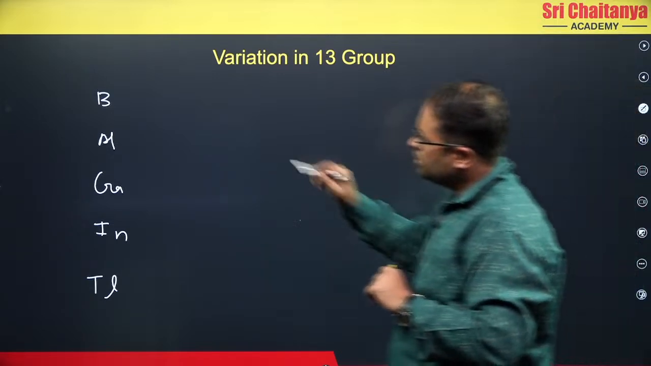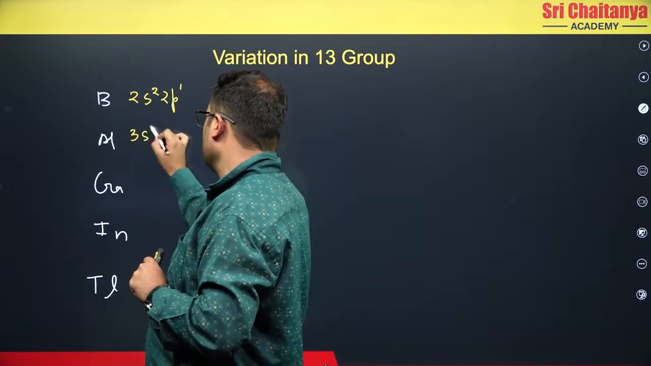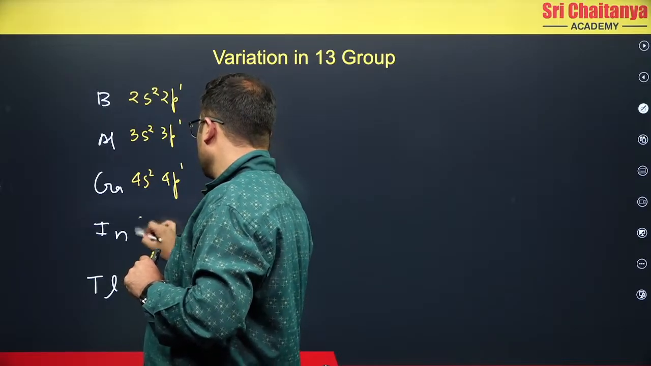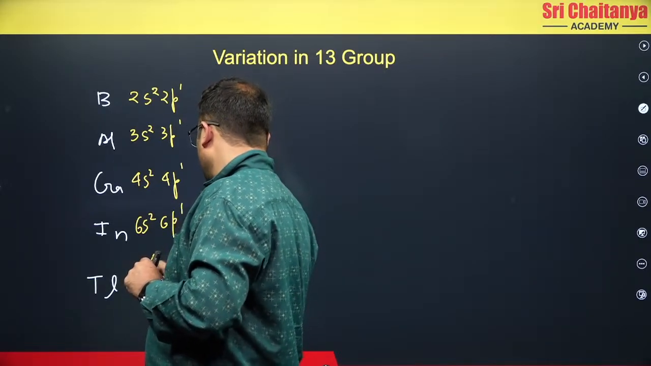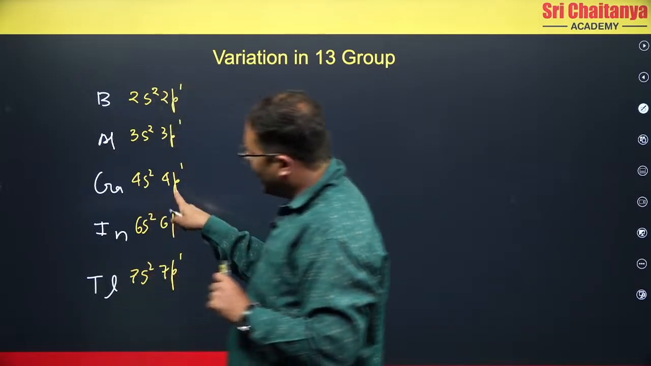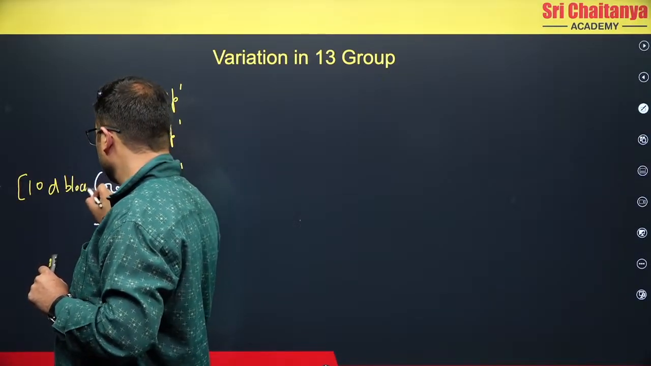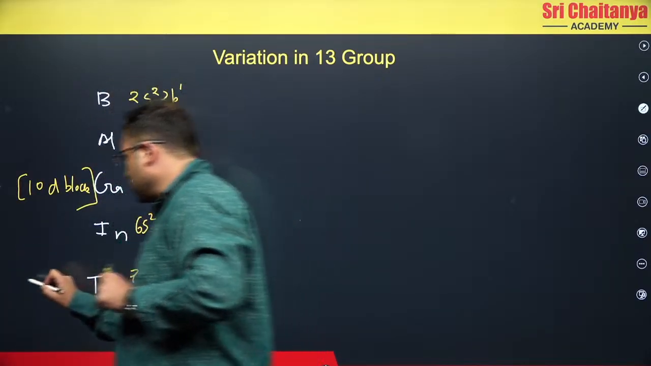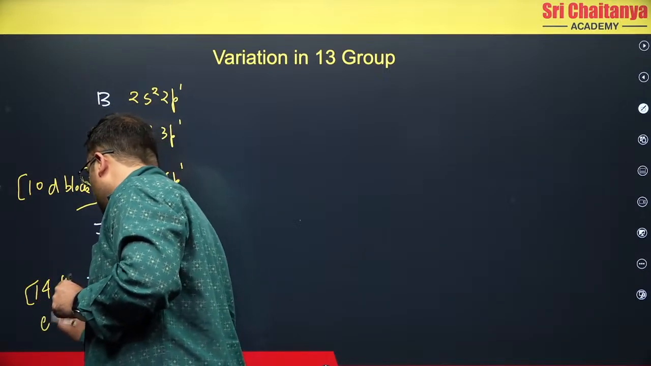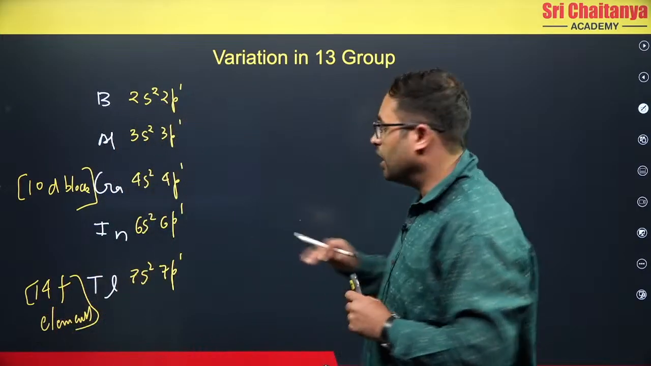Okay, let us write down the configuration, nothing big in that. 2s2, 2p1, 3s2, 3p1, 4s2, 4p1, 6s2, 6p1, 7s2, 7p1, right. Remember that at gallium, here there are 10 d block elements, and at thallium there are 14 f elements, right. Remember that.